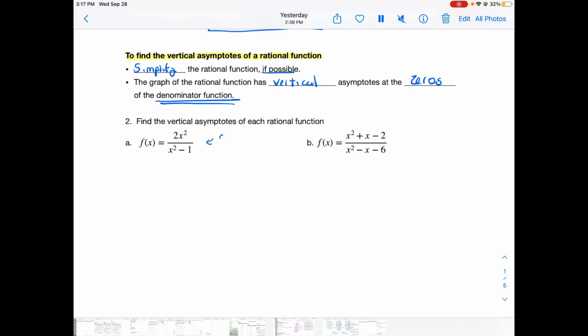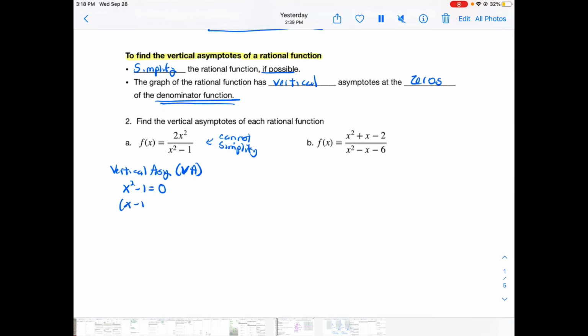We're going to find the vertical asymptotes of this first function. First thing I notice is that I cannot simplify it. And so I will just take the denominator, which is x squared minus 1, and set that equal to 0 to find my vertical asymptotes. Notice it's the same process as finding our domain. The only difference is we do this after simplifying if the problem does simplify.